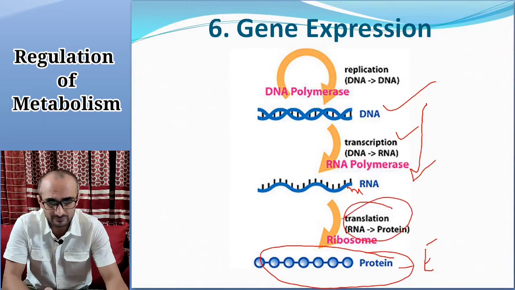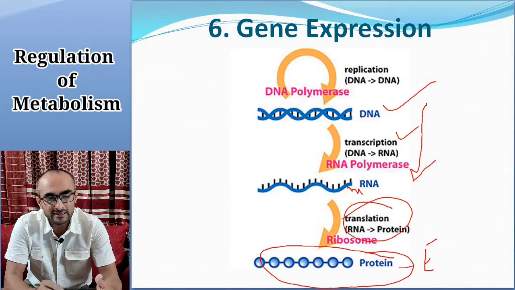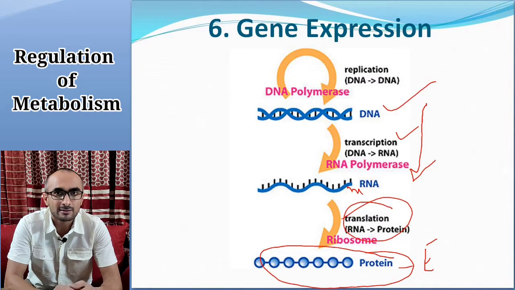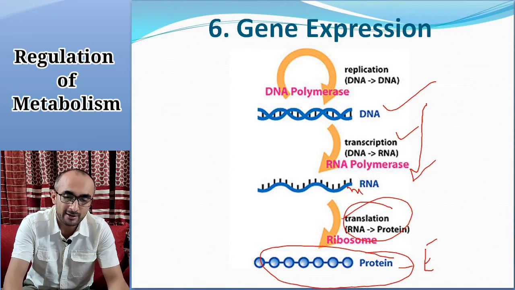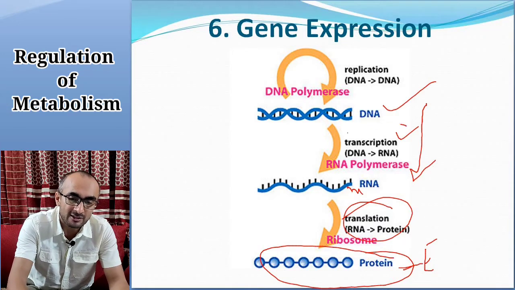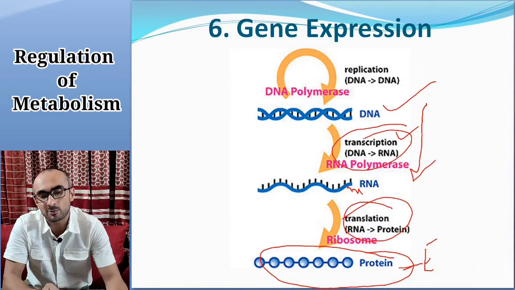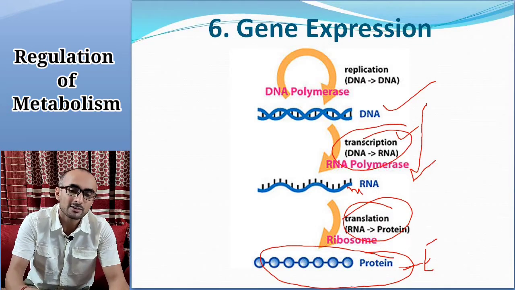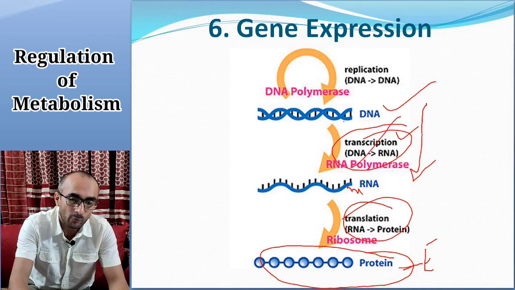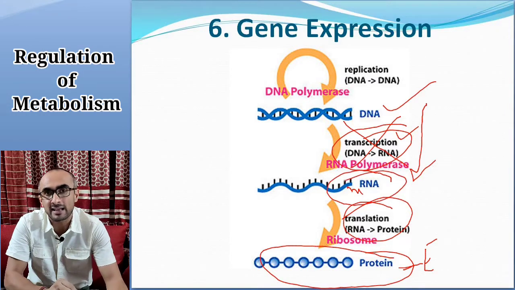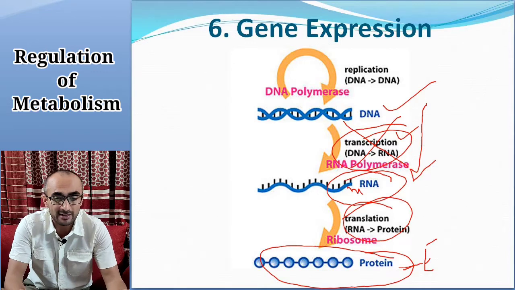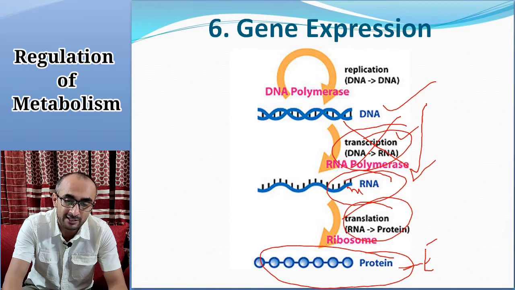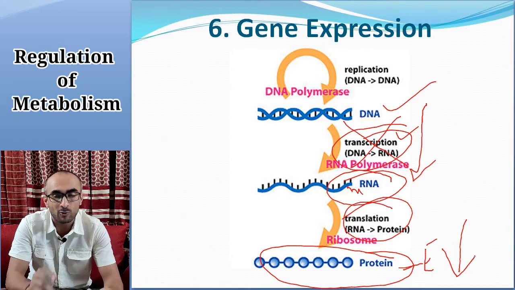So when the cell doesn't require a product, in that case the cell can suppress expression of this enzyme. And how can the cell do that? By controlling transcription. That's why this mechanism is also known as transcriptional control or transcriptional level regulation of enzyme activity. So when transcription is controlled, it means there won't be sufficient messenger RNA in the cell, and when messenger RNA is not sufficient, the product of messenger RNA, which is protein, will also be present in low concentration.